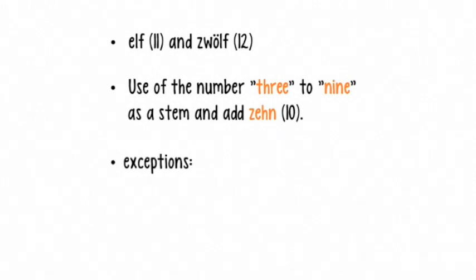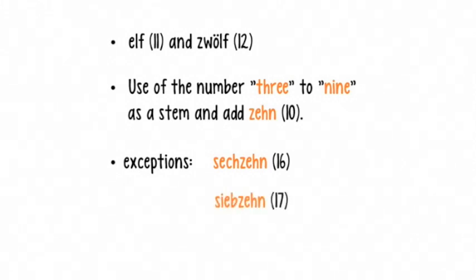There are two exceptions. The first number is 16, and 17. Here you don't use directly the numbers 6 and 7. In order to form the number 16, you have to cut out the S in the word 6. So therefore you will get 16. And for 17, you have to cut out the ending en in the word 7. So you will get the number 17.